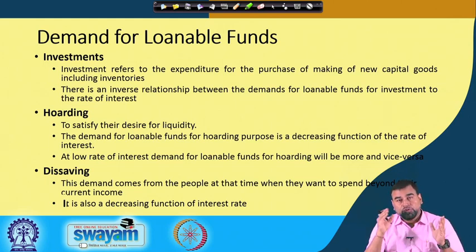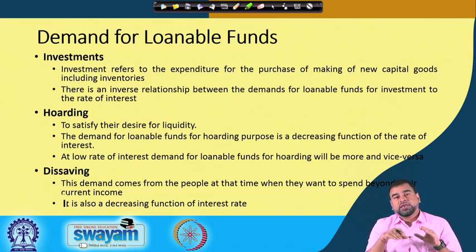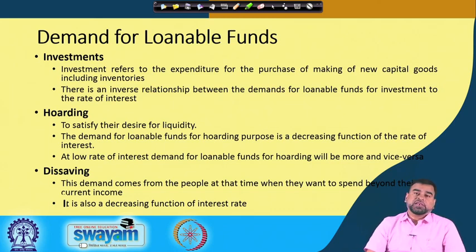So, dis-saving means I do not save, and when the interest rate is quite low, there is no motivation for savings, so I do not save in the market. In that sense, interest rate and dis-saving are inversely related. These are the factors which decide how much money will be given or taken as a loan from the financial system, which is nothing but the demand for loanable funds.